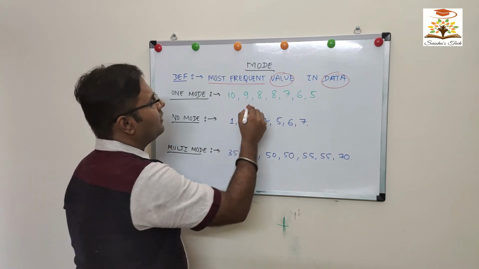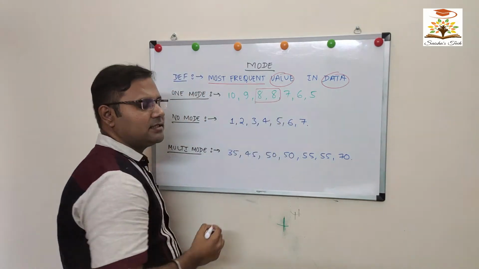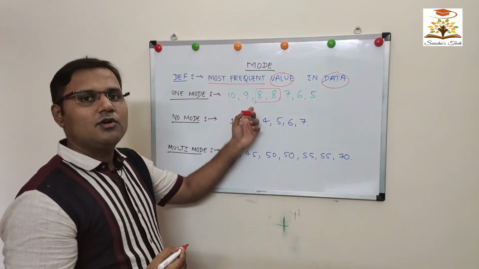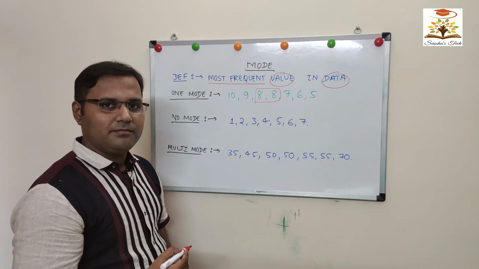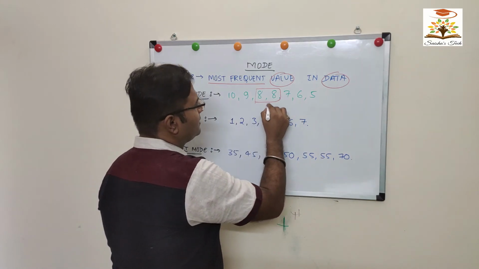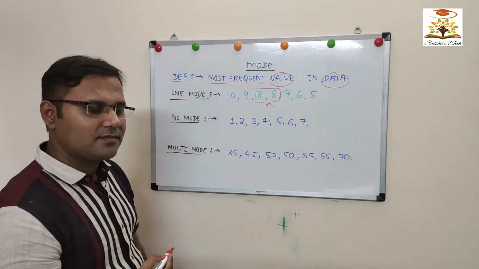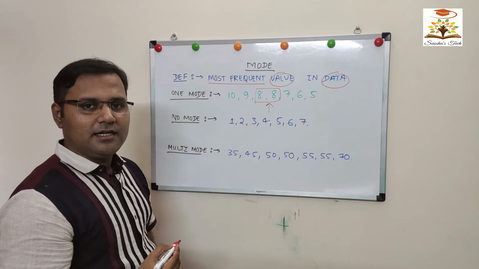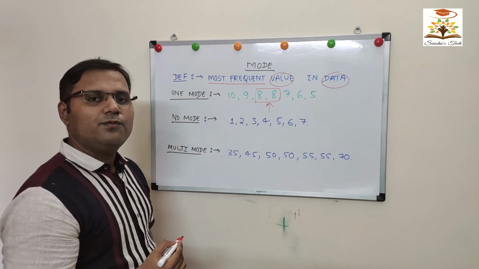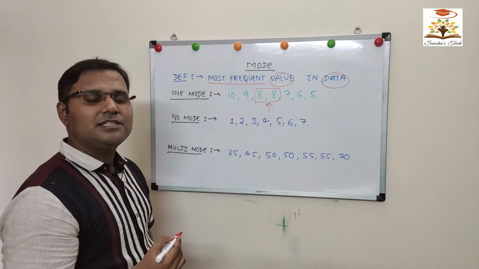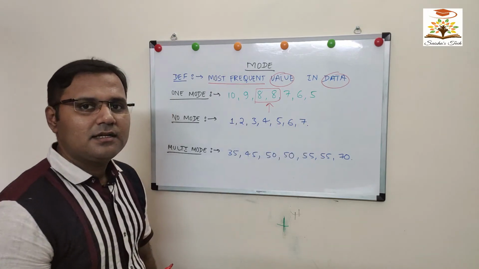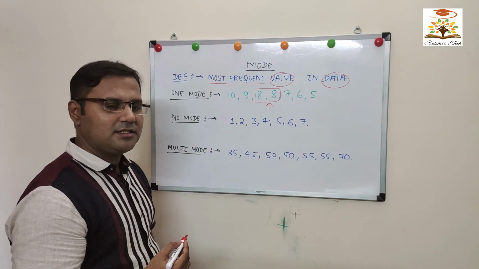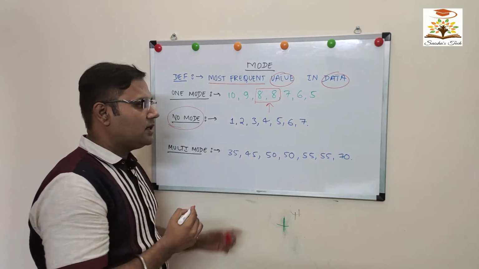The data with one mode: in this case, 8 is repeating 2 times and 10, 9, 7, 6, 5 are repeating 1 time. Hence, the mode of the data is 8. In this data set, as you can see, there are no frequent values. That is, each value in the data is not repeating. 1, 2, 3, 4, 5, 6, 7 are repeating only once. Hence, we do not have any mode in the data.